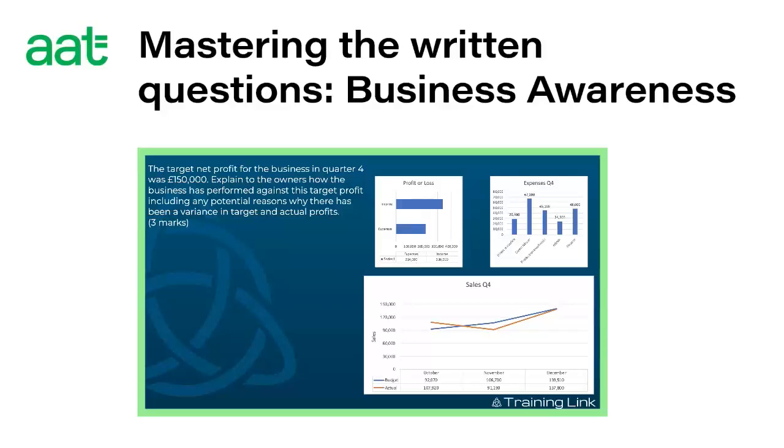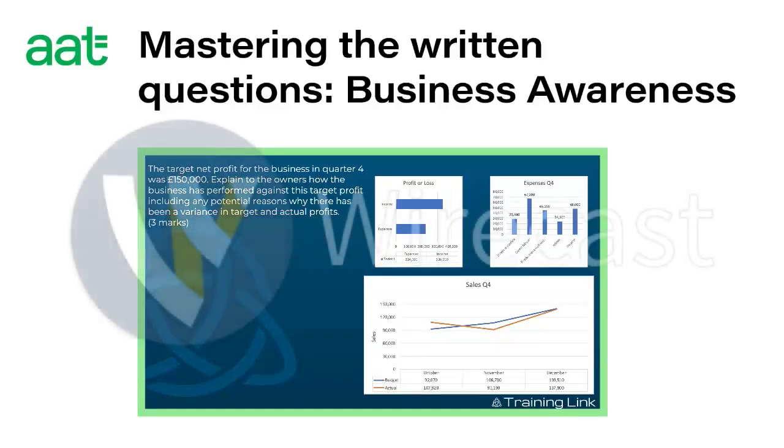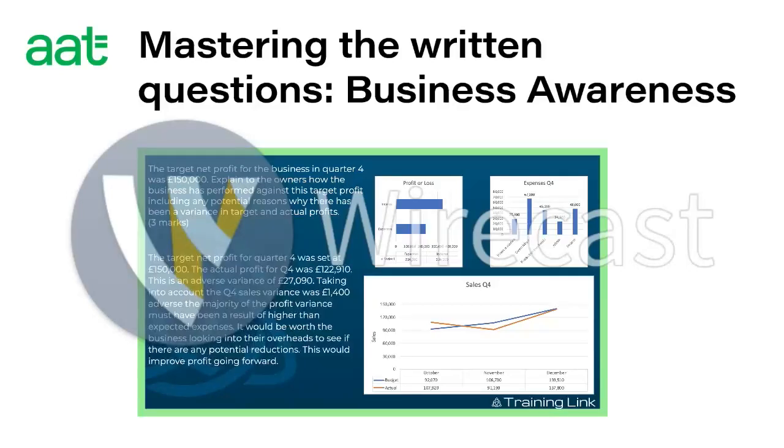So the first thing that I would do, calculate what the actual profit that's been made in Q4 is. So to do that, I would take the income, take off the expenses, and that will give you the profit. Once you've done that, compare it to what the target was. Okay, and that's really going to be step 1 of how to answer this question. I would then move on to what potential reasons there were. Now, let's bring up the answer.